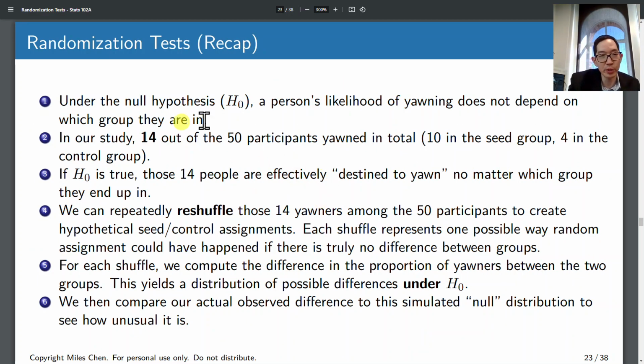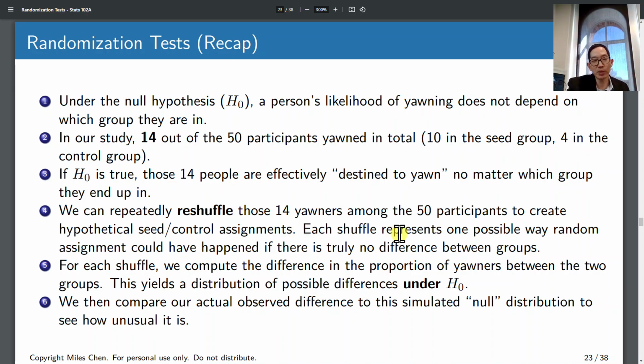Okay, so just to recap what we're doing, under the null hypothesis, a person's likelihood of yawning doesn't depend on which group they're in. In our study, 14 out of the 50 people yawned in total. If that null hypothesis is true, those 14 people are just destined to yawn, whichever group they end up in. And what we're going to do is reshuffle those 14 out of the 50 participants, and mix them up into two groups.